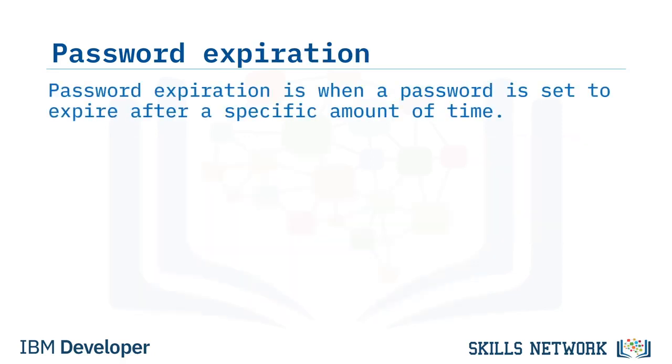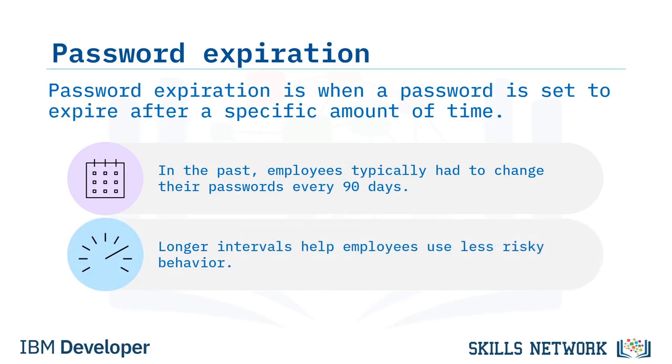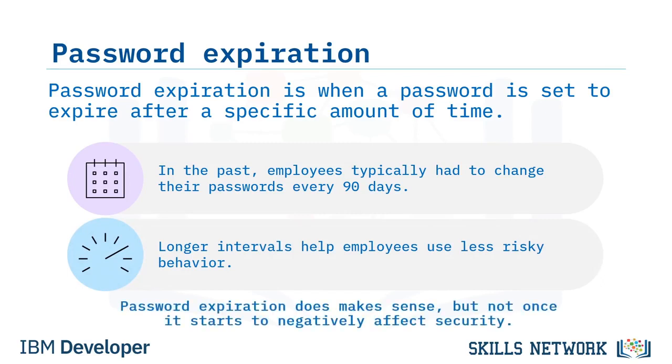Password expiration is when a password is set to expire after a specific amount of time. In the past, employees typically had to change their passwords every 90 days, but this inspired weak and reused passwords, so longer intervals help employees use less risky behavior. Password expiration does make sense, but not once it starts to negatively affect security.